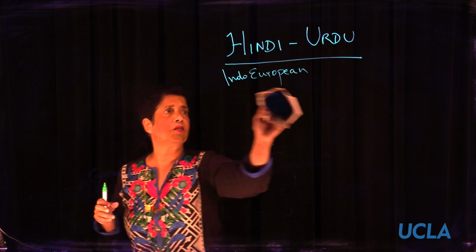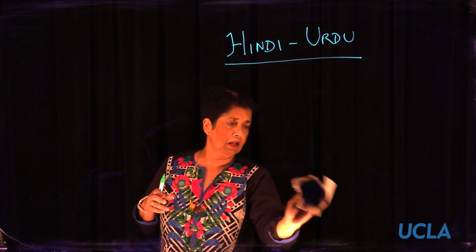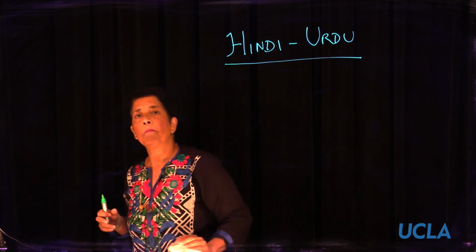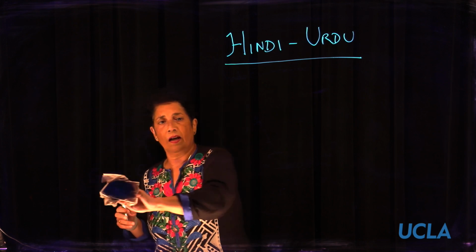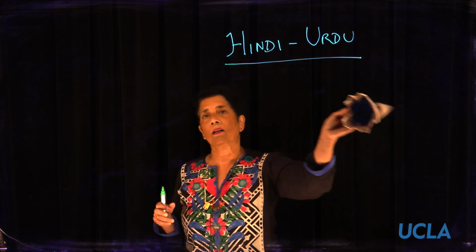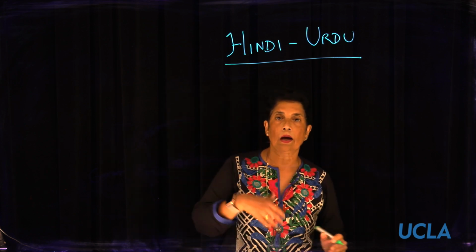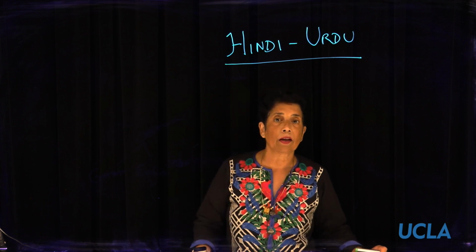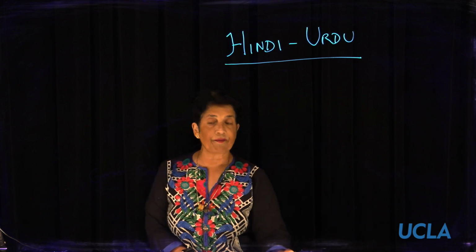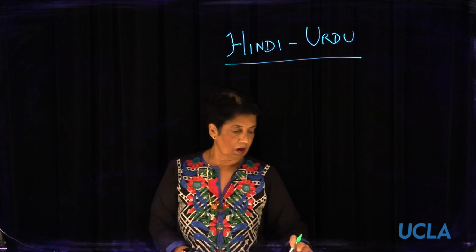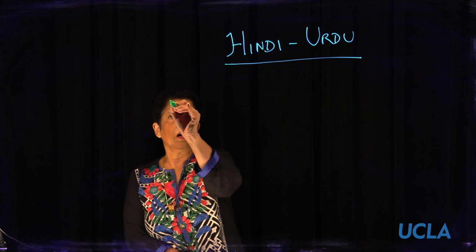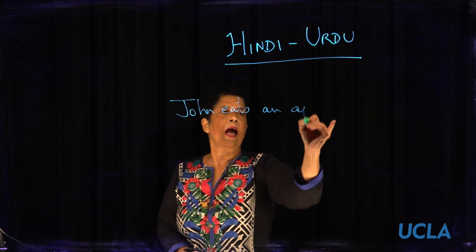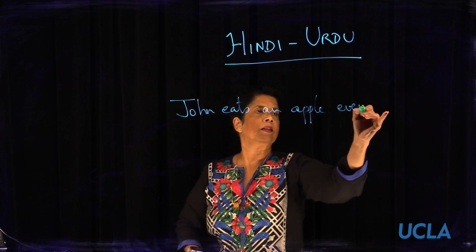Okay, so now that we're done with this introduction, we want to start off by introducing the standard or canonical word order in Hindi-Urdu. And in order to do that, of course, let's start off with English. So let's start with something very, very simple. For example, John eats an apple every day.